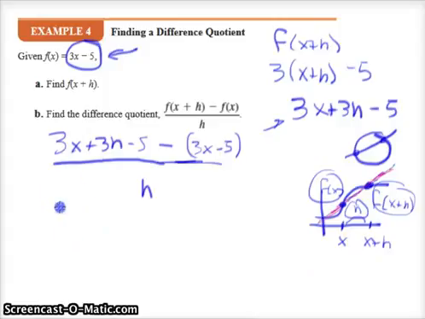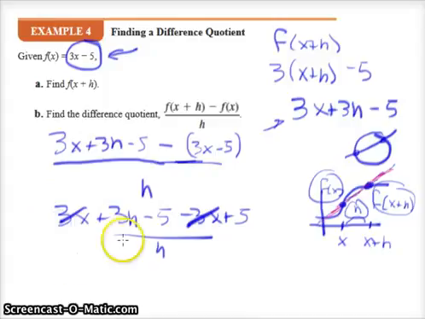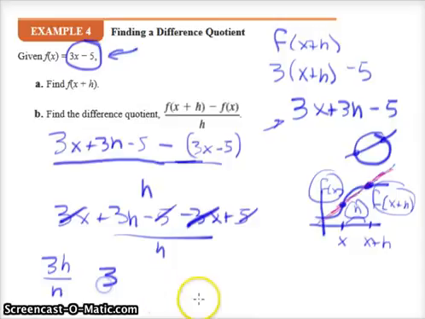Now, let's distribute that. 3x plus 3h minus 5 minus 3x plus 5 all over h. What goes away? The 3x's go away, the 5's go away, and I'm left with 3h over h, which simplifies to 3. And what it's basically saying is the slope of this line is 3. Okay? By the way, isn't the slope of that line 3?